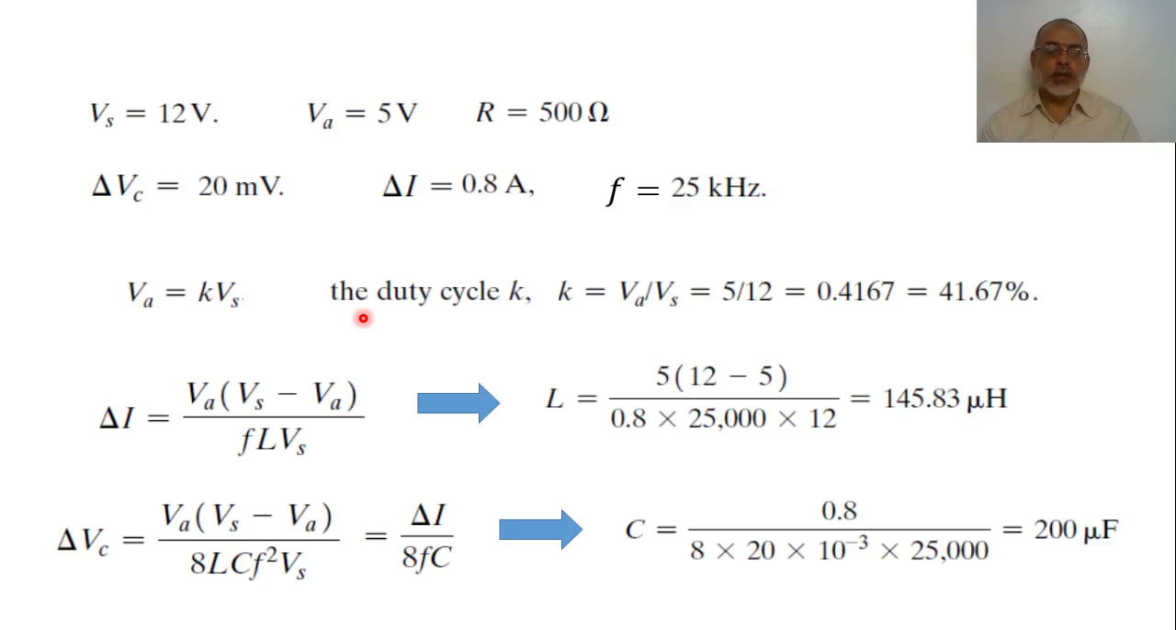What is the value of L? To determine the value of L, from the given delta I, the peak to peak ripple of the inductor current is 0.8. And we know that delta I is given by VA multiplied by (Vs minus Va) over F multiplied by L multiplied by Vs. Or we can say that it is K multiplied by Vs (1 minus K) over F multiplied by L.